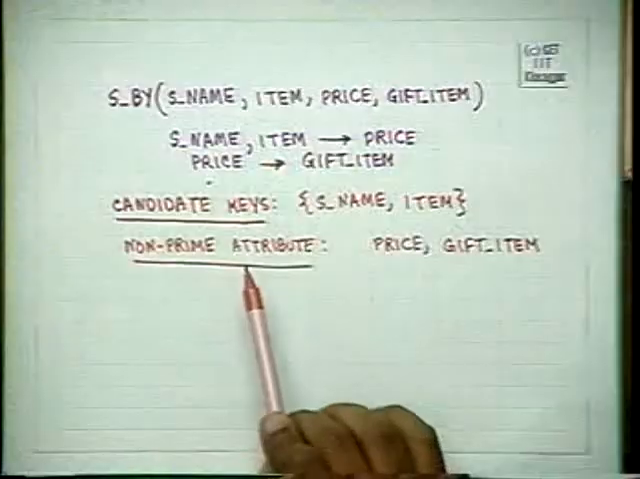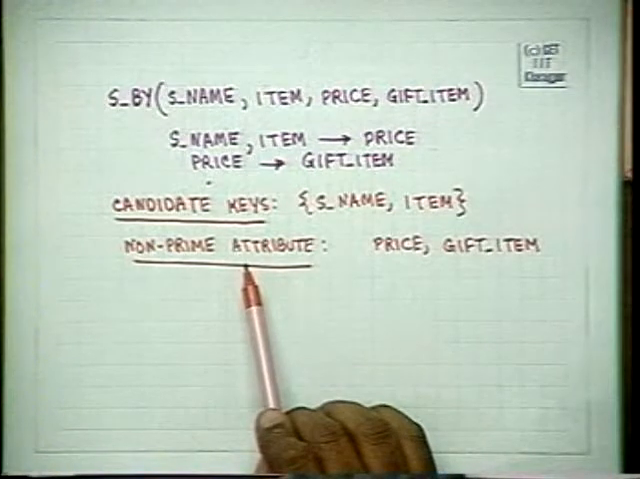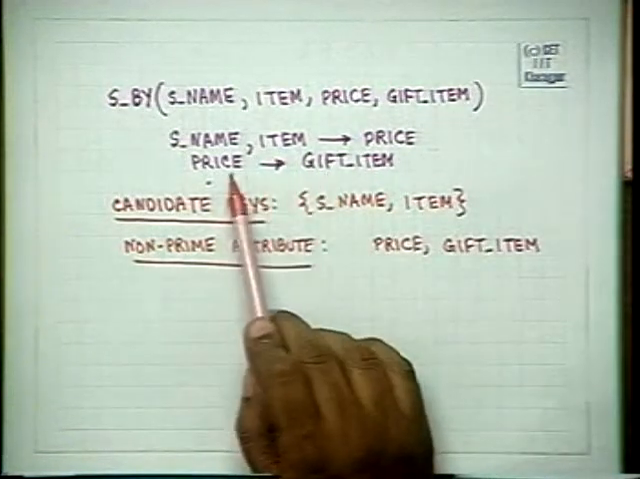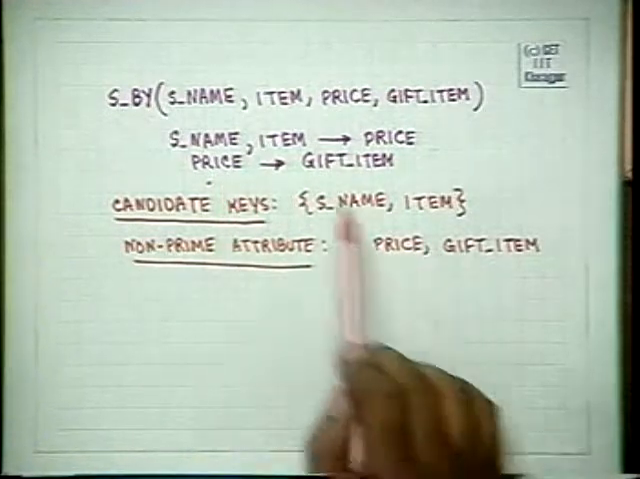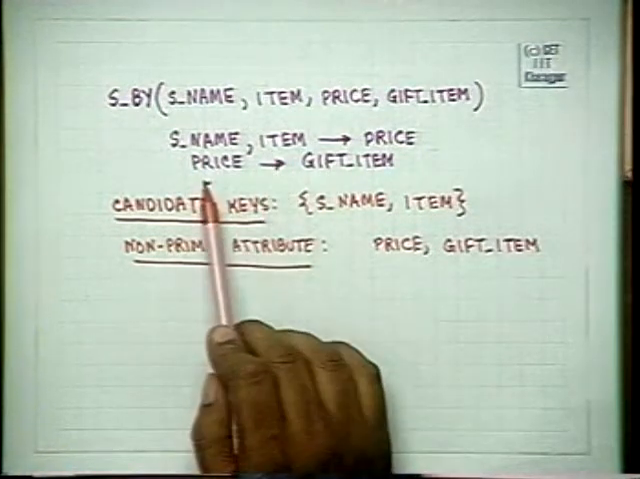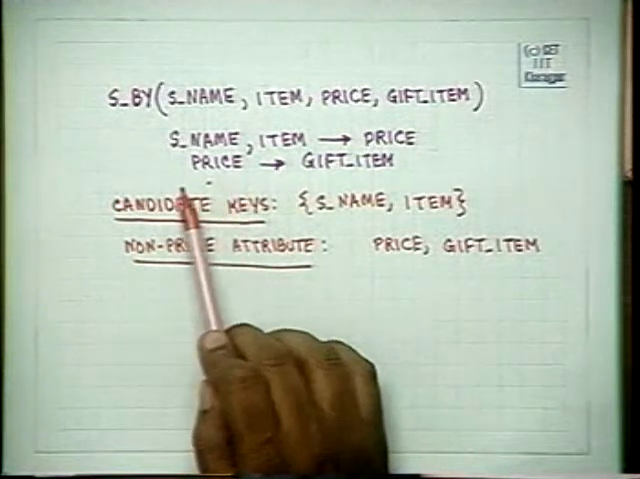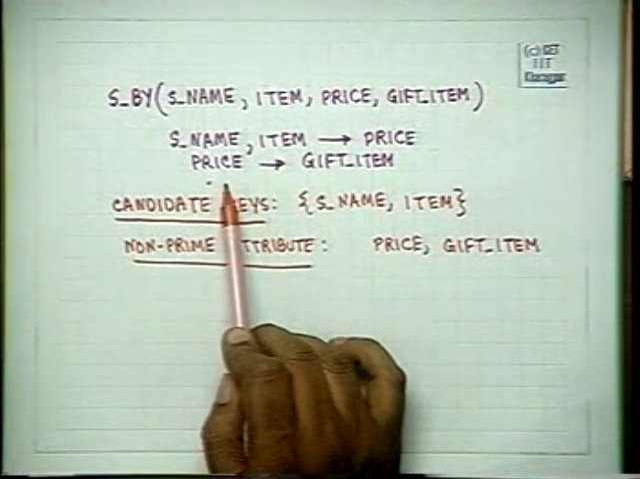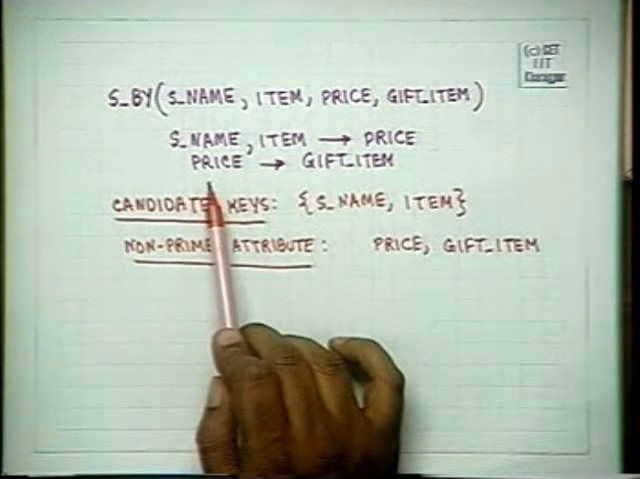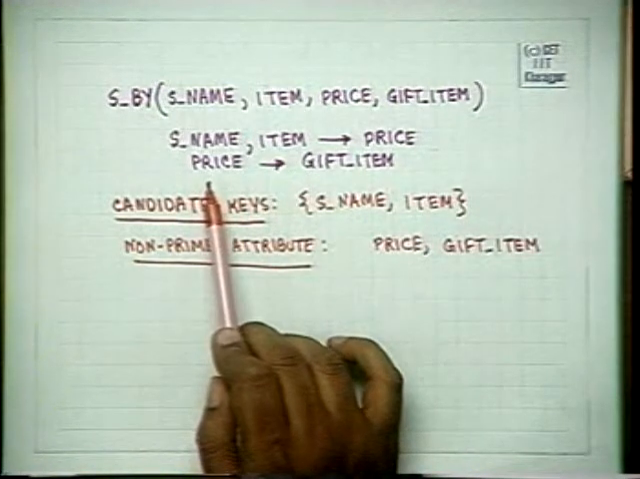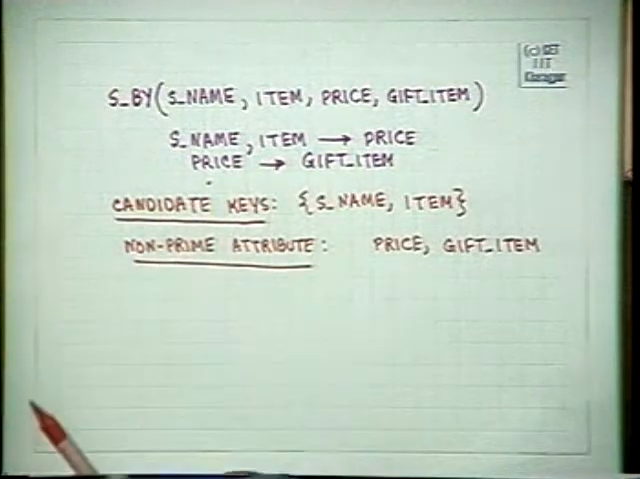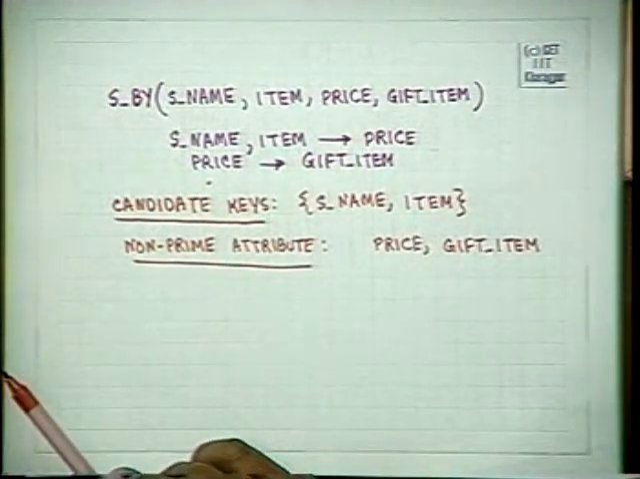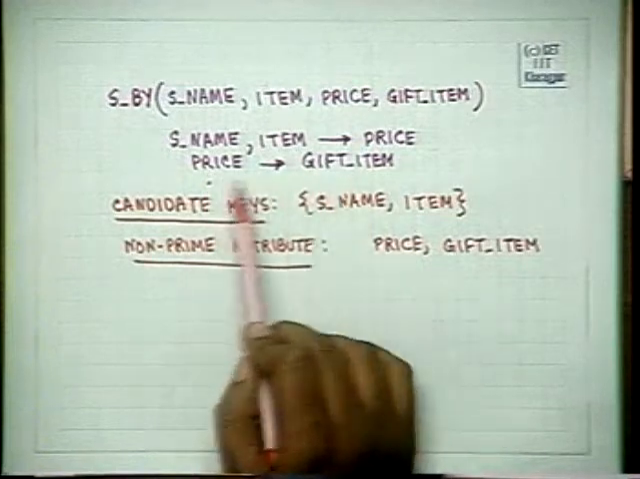The crux of the reason for, or a motivating example for, defining third normal form is this example. Here, gift item is dependent on price. It is fully functionally dependent on S item and price, but it is also functionally dependent on a non-prime attribute. Now that non-prime attribute may be functionally dependent on the candidate keys, which puts this redundancy here.